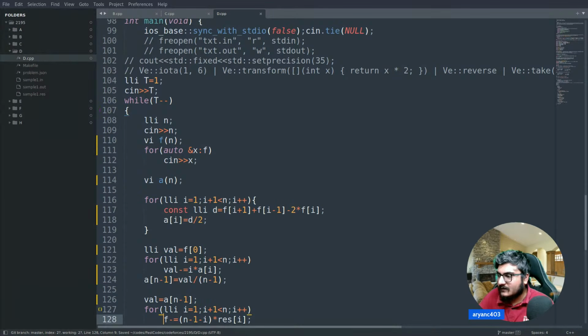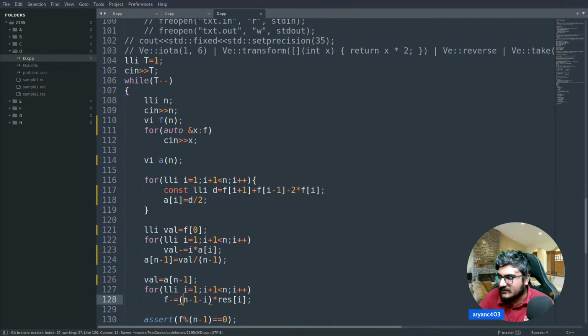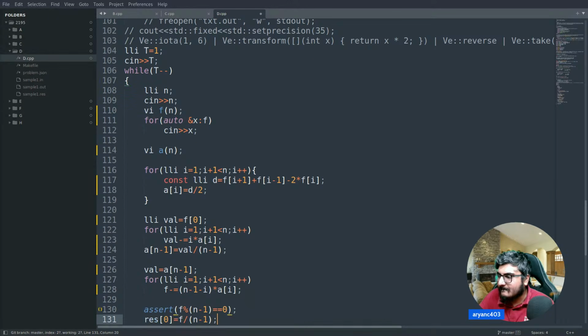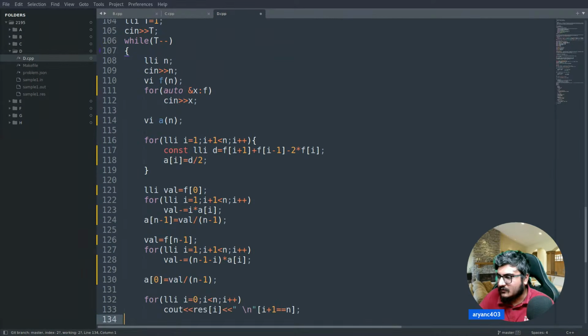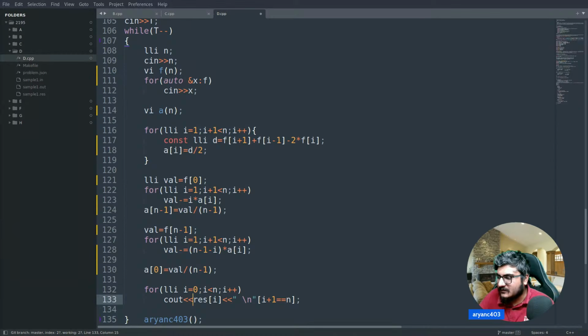Now you can also take the absolute value of all the elements with the last element. This will give you a 120. Now you can print all the required numbers, and that would be the solution.